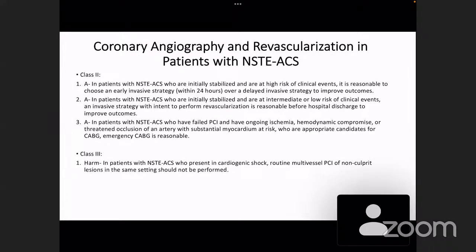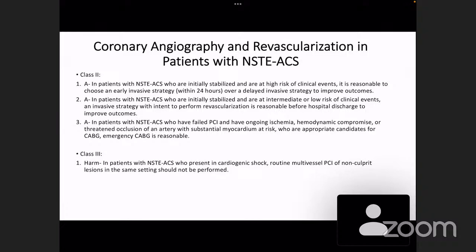For class 2 and 3, for class 2A: in the same patients who are initially stabilized and are at high risk of clinical events, it is reasonable to choose an early invasive strategy within 24 hours over a delayed invasive strategy to improve the outcome. In the same patients who are initially stabilized and are at intermediate to low risk of clinical events, an invasive strategy with the intent to perform revascularization is reasonable before hospital discharge to improve the outcome.